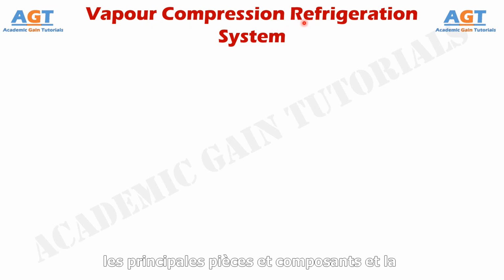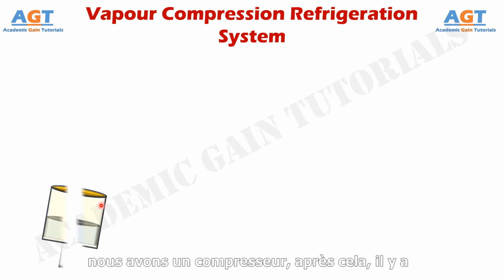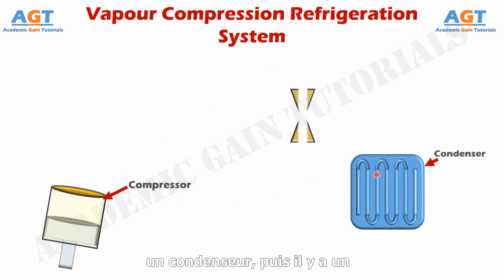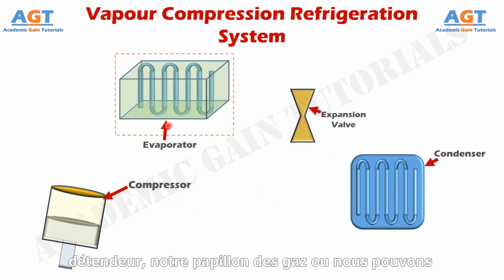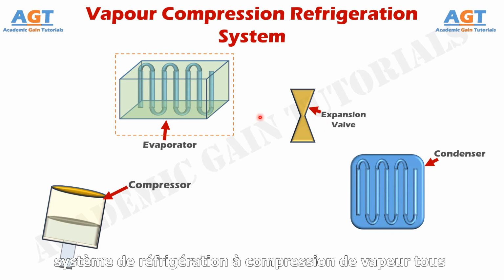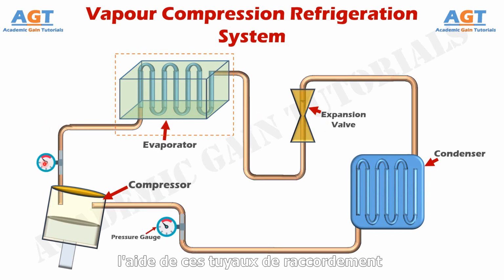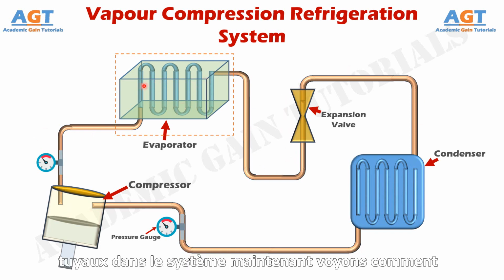Now, let's look into the major parts and components, and basic working procedure of the vapor compression refrigeration system. So, here we have a compressor, after that there is a condenser, then there is an expansion valve or throttle valve, or we can simply call it a valve, and finally, there is an evaporator. So these four major components together construct the vapor compression refrigeration system. All these components are connected together using these connecting pipes, thus a closed-loop system is formed, and the refrigerant for this vapor compression refrigeration system will flow through all these components and pipes in the system.